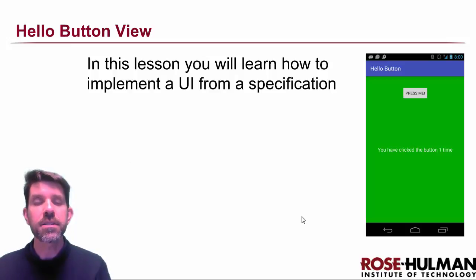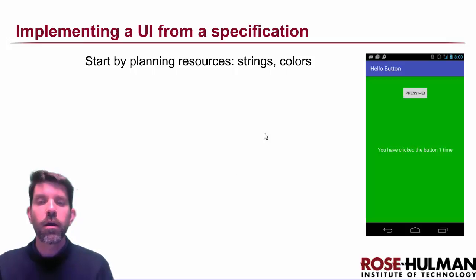Welcome back. In this lesson, we're going to learn how to implement a UI from a specification. What I like to do when I'm on top of things is to start by planning the resources that I'm going to be using in the program. So, strings and colors.